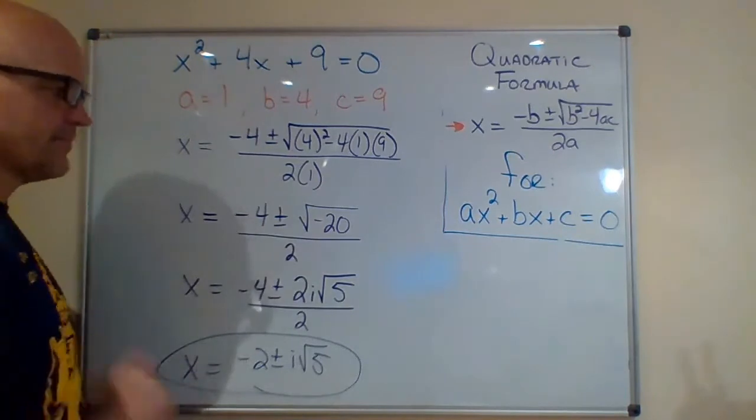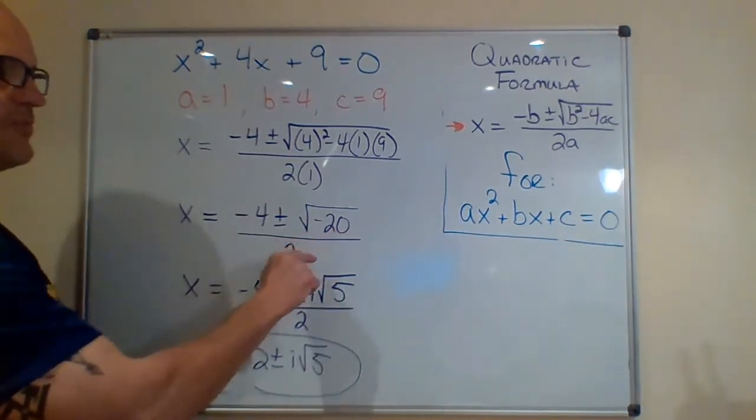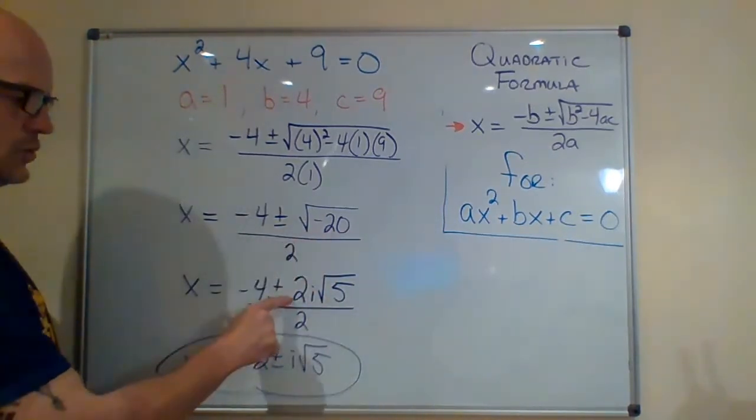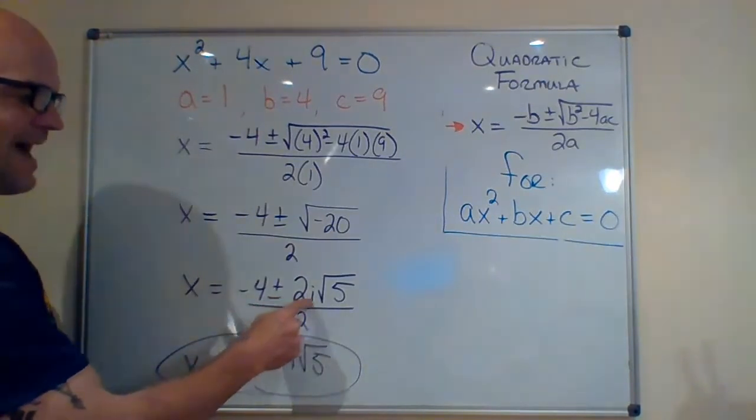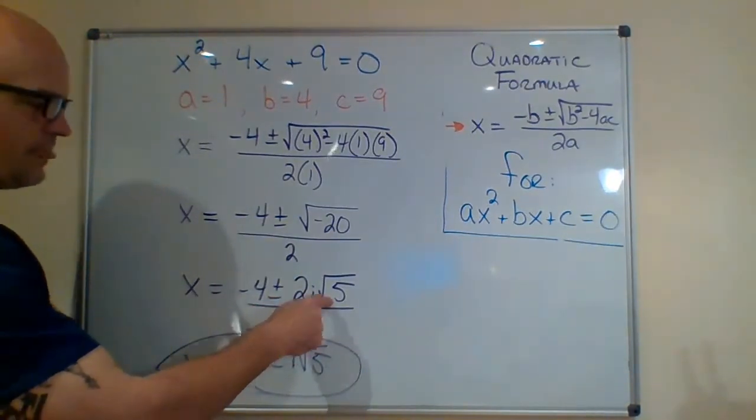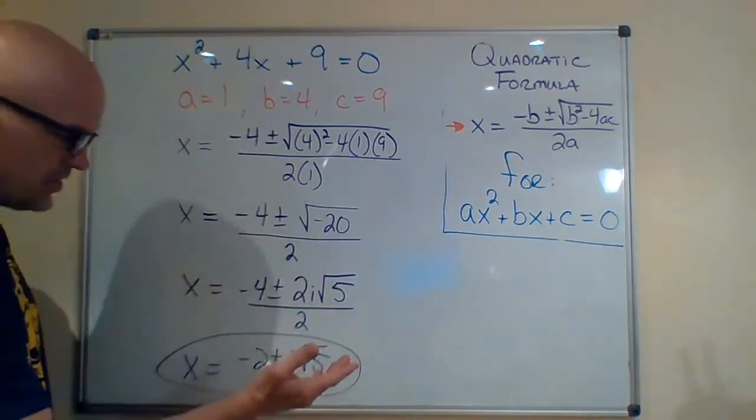You have the square root of negative 20. Also, 20 is 4 times 5, so the square root of 4 comes out as 2. That's why I have the 2i out in front of the root 5. And that's all over 2 times 1, which is 2.